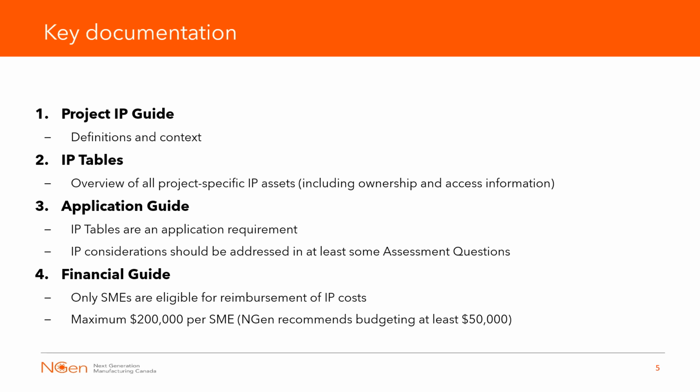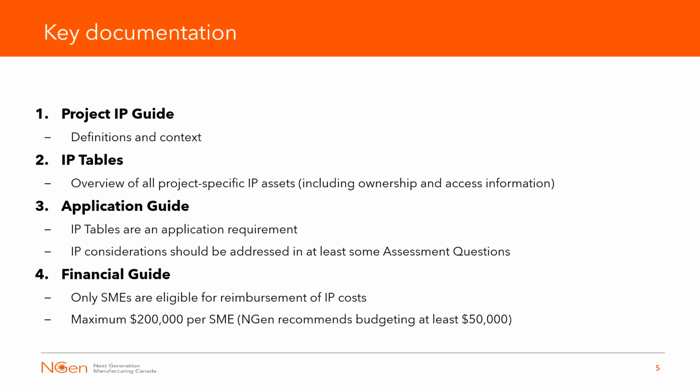Now let's have a look at the key documentation that will help you address IP in your project application. First, the Project IP Guide, which we'll discuss in more detail later, contains useful definitions and context. It is recommended that you read it thoroughly so that you understand the terminology used in the rest of the documentation. And next, the IP tables are a form to be used by applicants to make the inventory of all IP assets that are either to be leveraged in the project or created during the project. We'll revisit this one later as well.